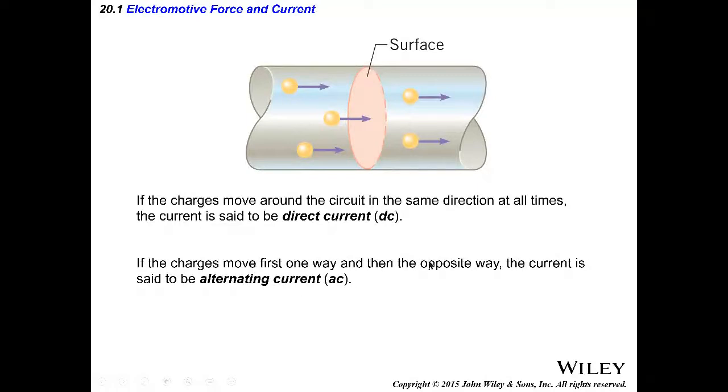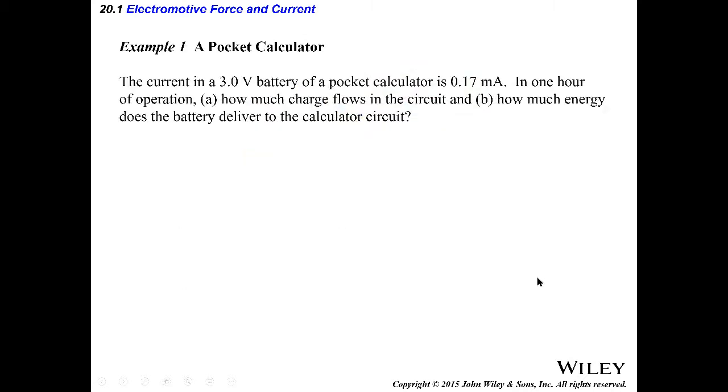Anyway, we have to distinguish between DC current and alternating current, and we will come to it. But first, just to get an idea of how much charge is involved, if you have a 3-volt battery, which is sort of like a pocket calculator, and we know that the current is 0.17 milliamp, the question is, in 1 hour, how much charge has come in?